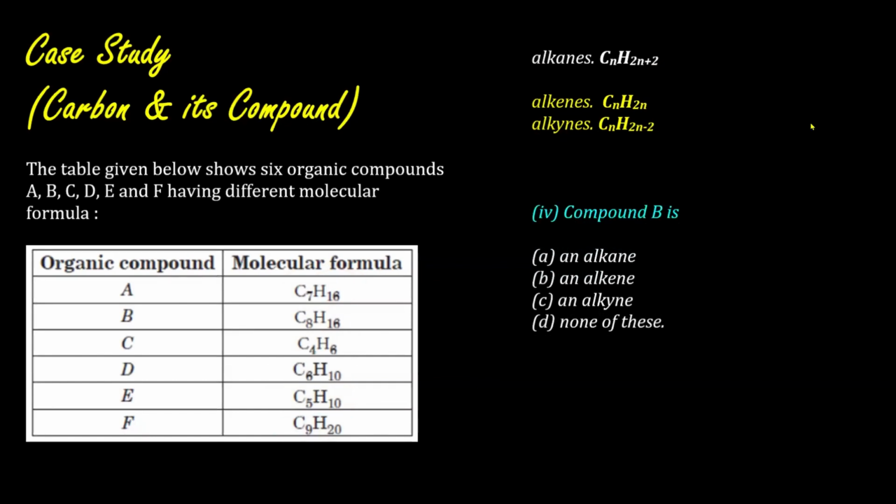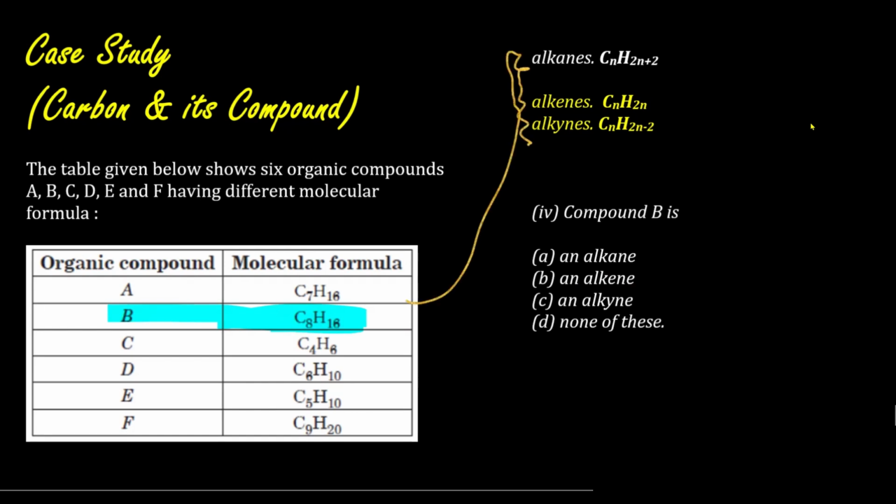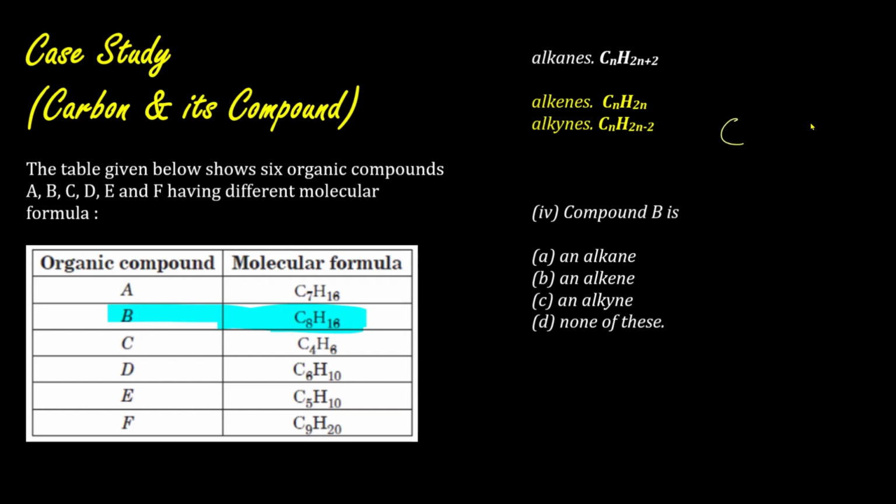The fourth part is this. The compound B is an alkane, alkene, alkyne, or none of these. So once we have done the previous part, it will be very easy. They are talking about B, and B is this. Now you have to check which of these three general formulas it is satisfying. What you can do here is just plug in N as 8, and you can see that the hydrogen is double the carbon. So double of this is what? C4H16. So it is satisfying this. So it is clearly alkene.